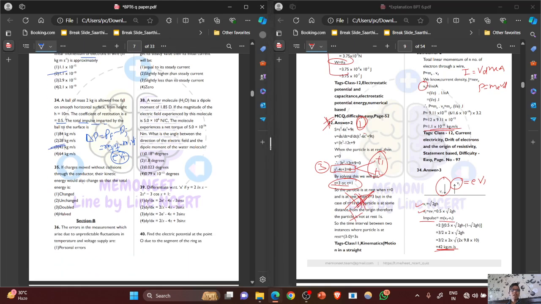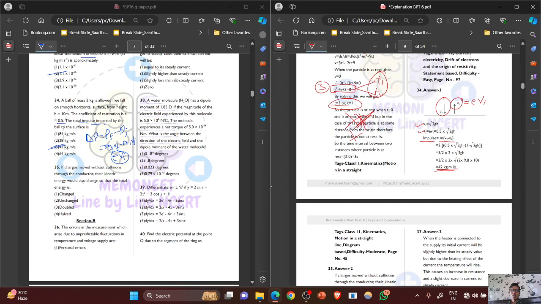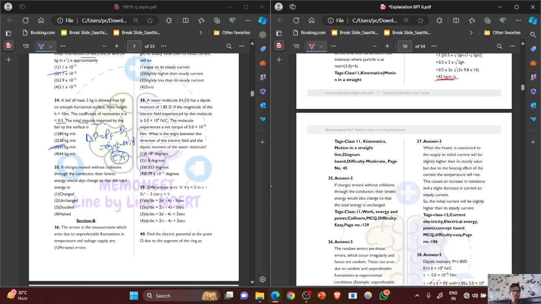Question number 35. If charge moves without collision through a conductor, then their kinetic energy would also change, so the total energy is unchanged. What is it asking? If charge moves without collision, it means there is no collision. Their kinetic energy would also change. So the total energy is never changed. Collision, the kinetic energy will also change, so the total energy is unchanged. There is a wholly wrong explanation here anyway.